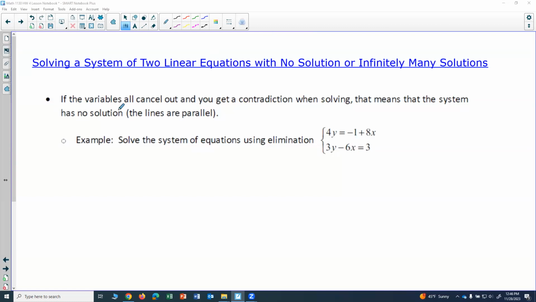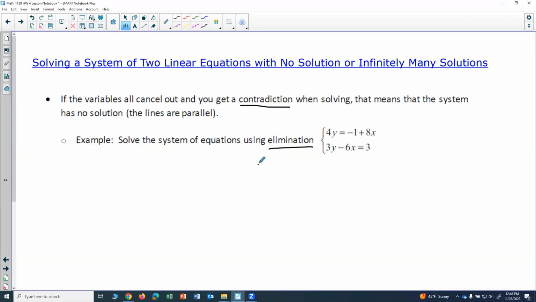First, if the variables all cancel out and you get a contradiction when solving, that means that the system has no solution, meaning that the lines are parallel. And you could actually check this by solving both equations for y and seeing that they have the same slope, but different y-intercepts. Let's look at this example and solve by elimination.